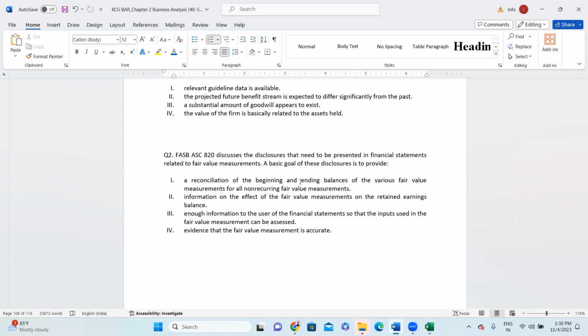Third is enough information to the user of the financial statements so that the inputs used in the fair value measurement can be assessed. So this is correct. The last is evidence that the fair value measurement is accurate. No. So the third option is the correct option. Clear, everyone?